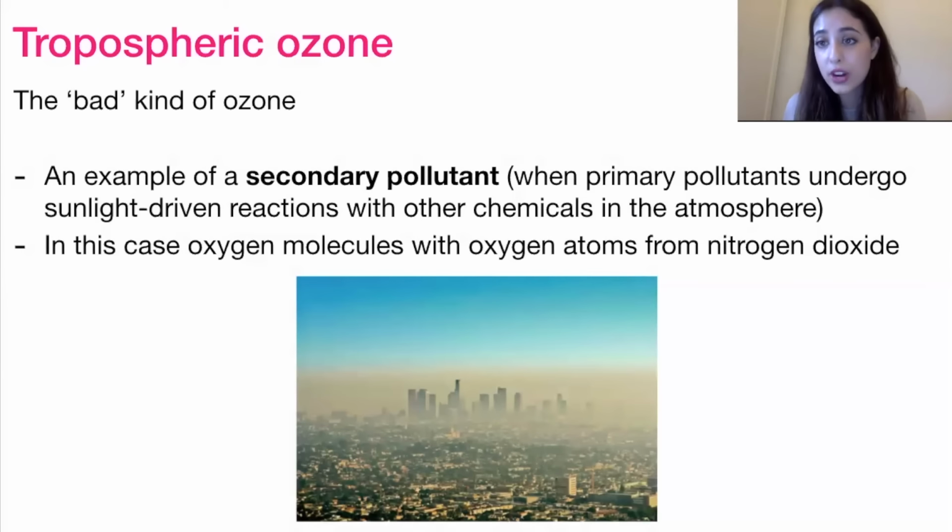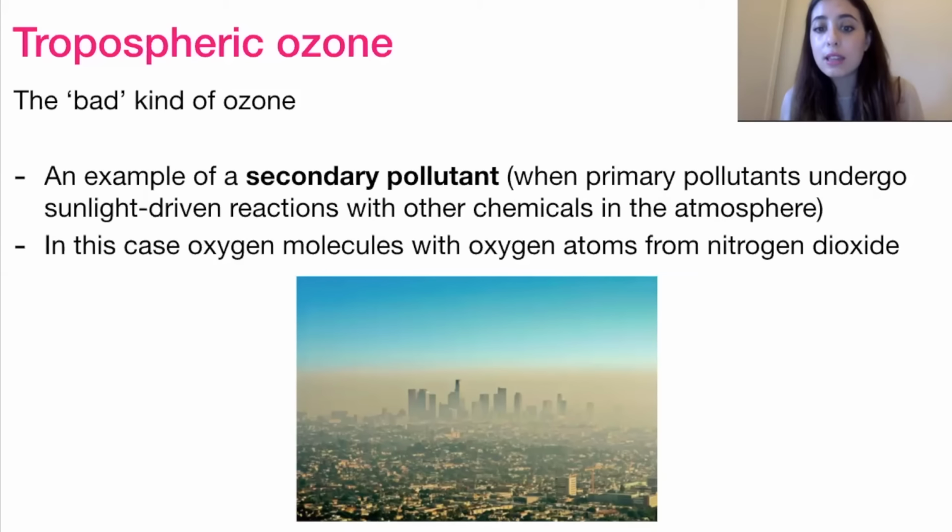So tropospheric ozone is essentially an example of a secondary pollutant, where a primary pollutant is a chemical that is active on emission. A secondary pollutant is when a primary pollutant either reacts with another element of the atmosphere or undergoes some kind of chemical change. And in this case, it's oxygen molecules reacting with oxygen atoms from nitrogen oxide. So the secondary pollutant formed is what leads to the bad kind of ozone.